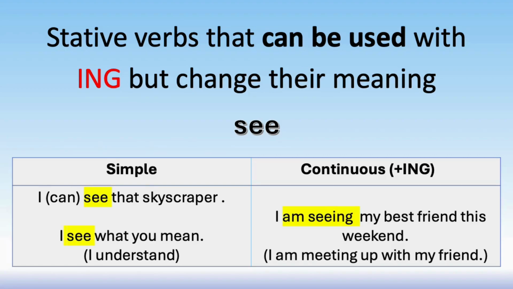But if you're talking about a planned action, such as a meeting, for example, you can say, I'm seeing my best friend this weekend. It means I'm meeting up with my friend, right? So that's easy to remember and understand.